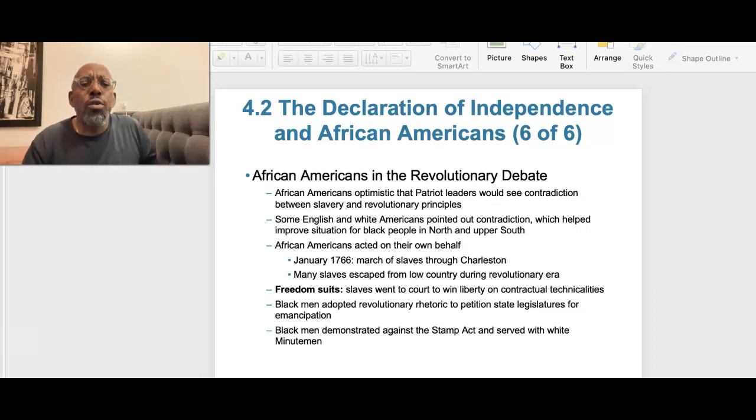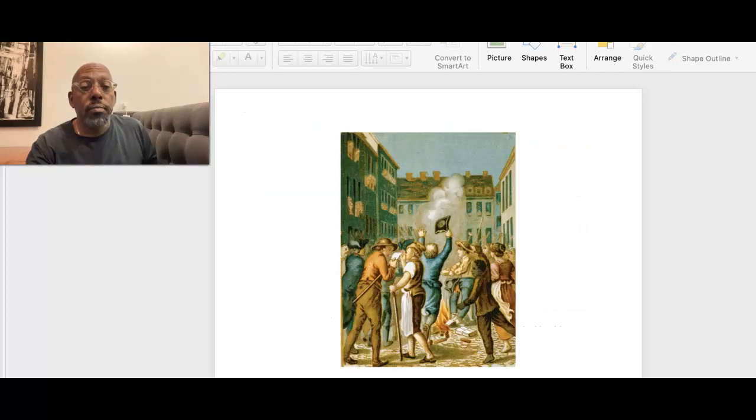Black men adopted revolutionary rhetoric to petition state legislatures for emancipation. Black men also demonstrated against the Stamp Act and served with white Minutemen. Okay. Again, they had a real loyalty, and the British would later come out and actually say, hey, you join our ranks, we're going to abolish slavery. All right. And this, of course, is why African Americans actually really did join the British in huge numbers, outnumbering those who would fight on the side of the Continental Army by a large margin.